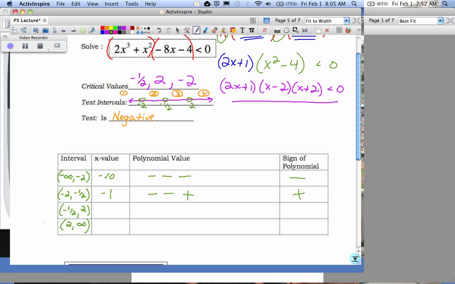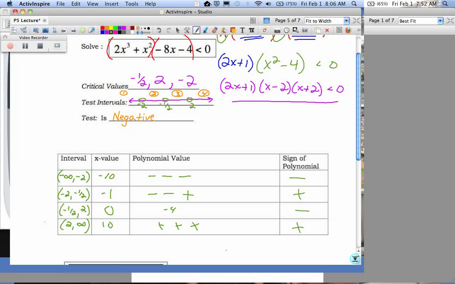Something between negative 1/2 and 2 that's really nice to work with? 0. And 0 is really nice because when you take 0, you can go to the factored form, but if you go back to the original, 0, 0, 0. All you're left with is that negative 4, which is negative. And then maybe you do 10 here. And that's 20 plus 1, which is positive. 10 minus 2 is positive 8. And 10 plus 2 is positive 12. Multiply 3 positive numbers together, you get positive.